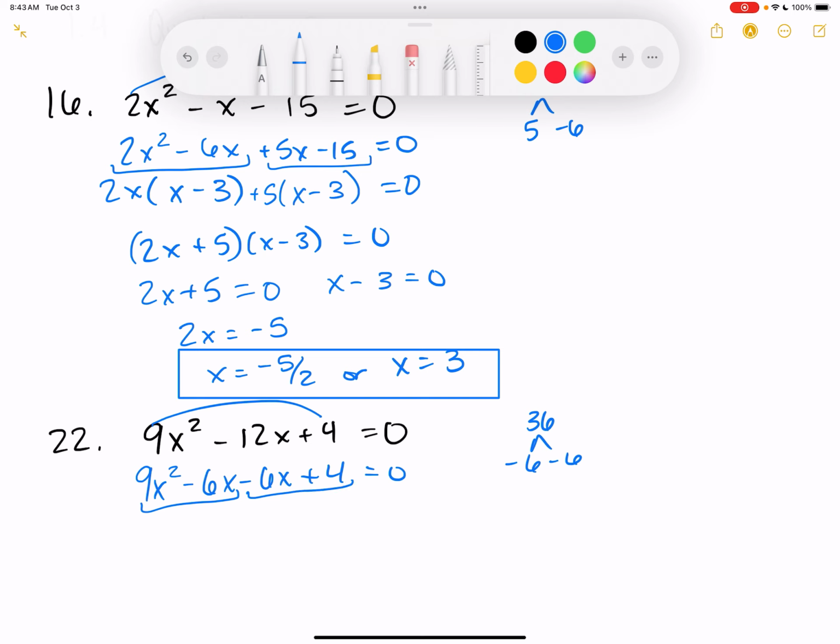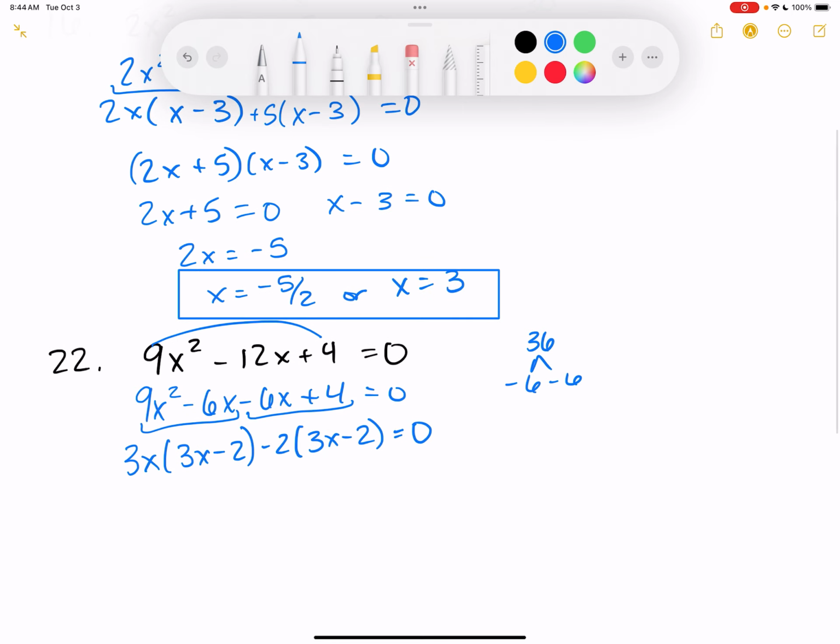Factor by grouping. I'm going to take out a 3x. So that leaves me with 3x minus 2. Then on this one, I need to take out a negative with it because I know that the sign of the 4 is going to need to be negative to match this one. So I'm going to take out a negative 2, which gives you 3x minus 2.